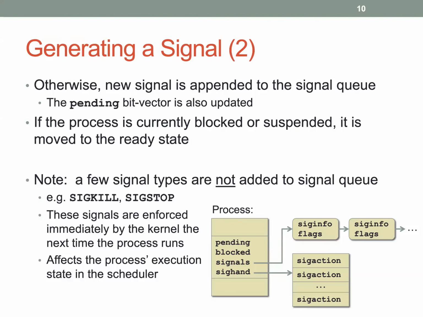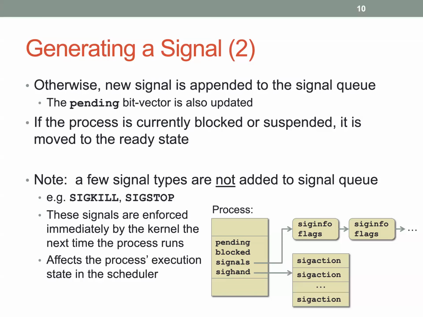And as I mentioned here on the slide, there are some signal types that are not added to the signal queue. Part of the reason why is because they tend to affect the process's execution state. SIGKILL, the numeric value for SIGKILL is 9, and that's the one that cannot be ignored. It's our safety release in case a process is completely runaway and otherwise can't be terminated. SIGKILL will always terminate a process.